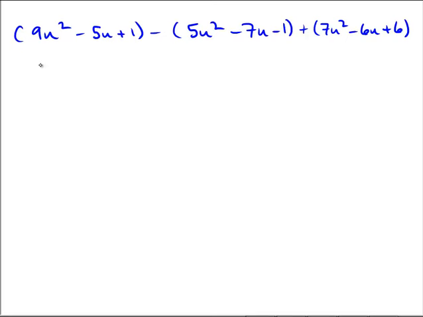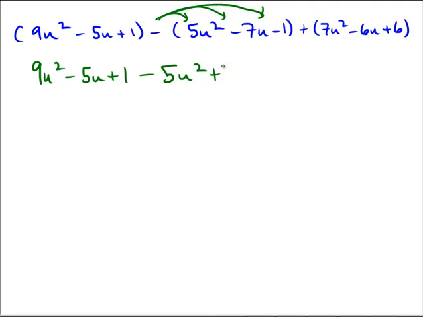So again, we have a 9u squared minus 5u plus 1. No need for any fanciness here because it was positive. This one's subtraction, so I'm going to have to distribute through that negative sign. So this becomes a minus 5u squared plus a 7u, minus times minus is positive, and then plus 1, minus times minus is positive. The last one, no complication, it's adding, so that's 7u squared minus 6u plus 6.